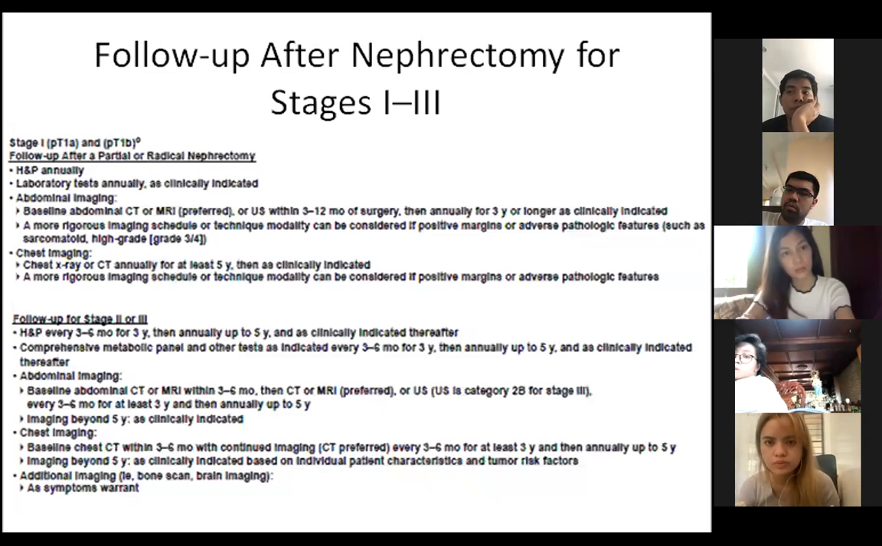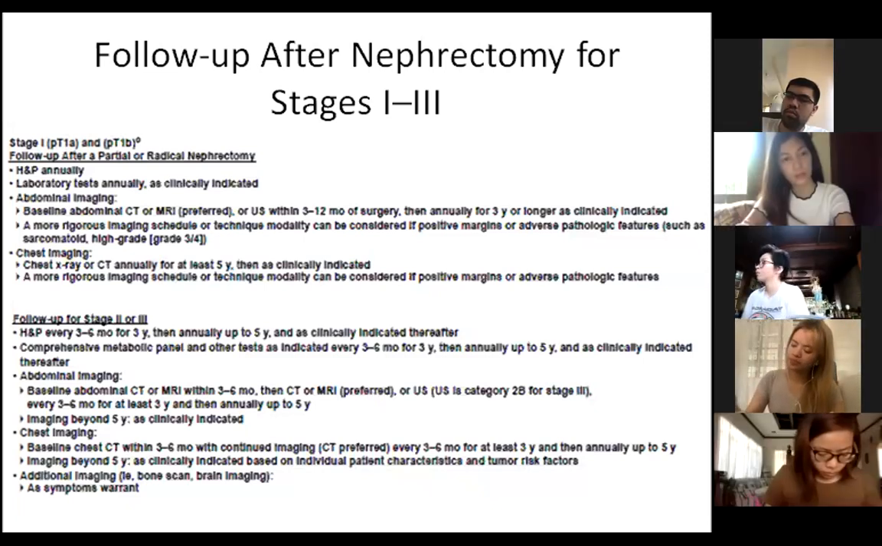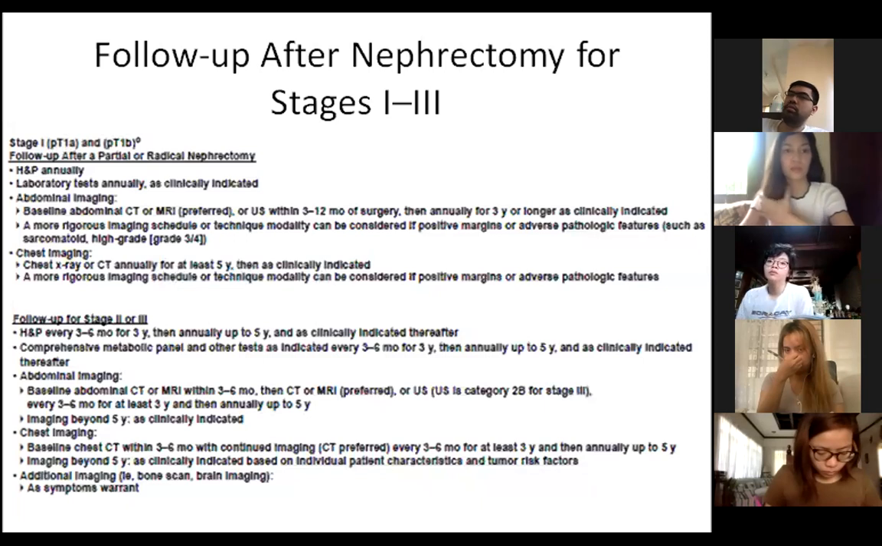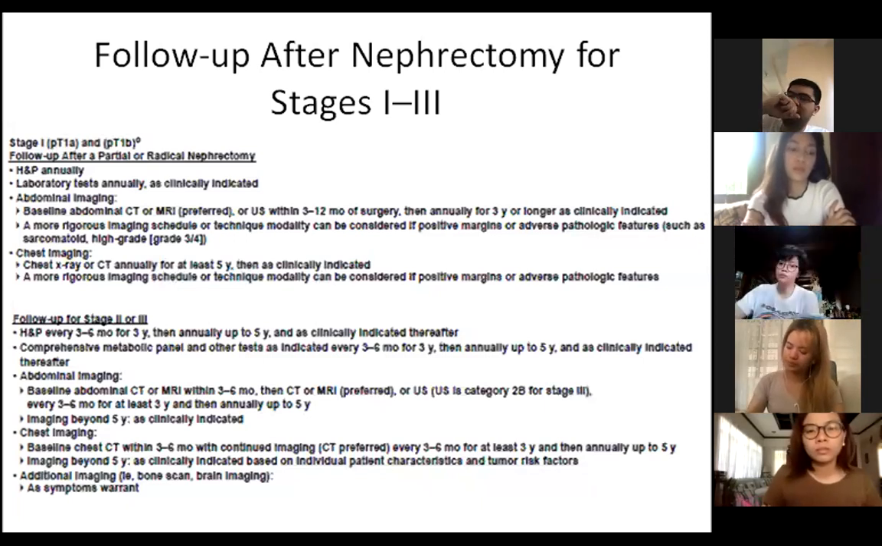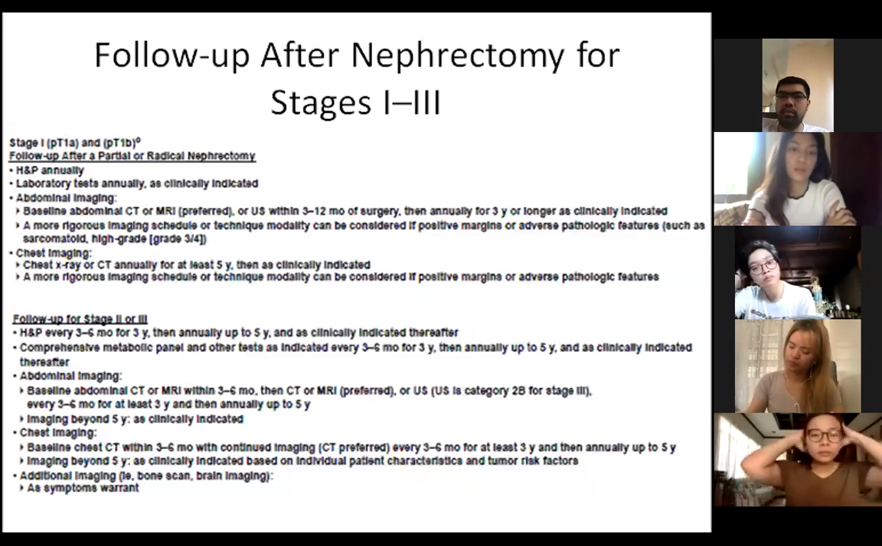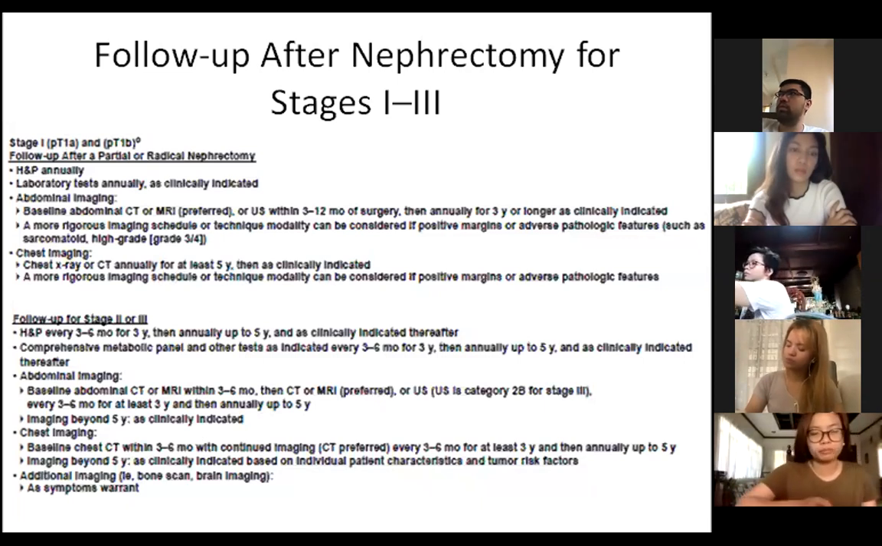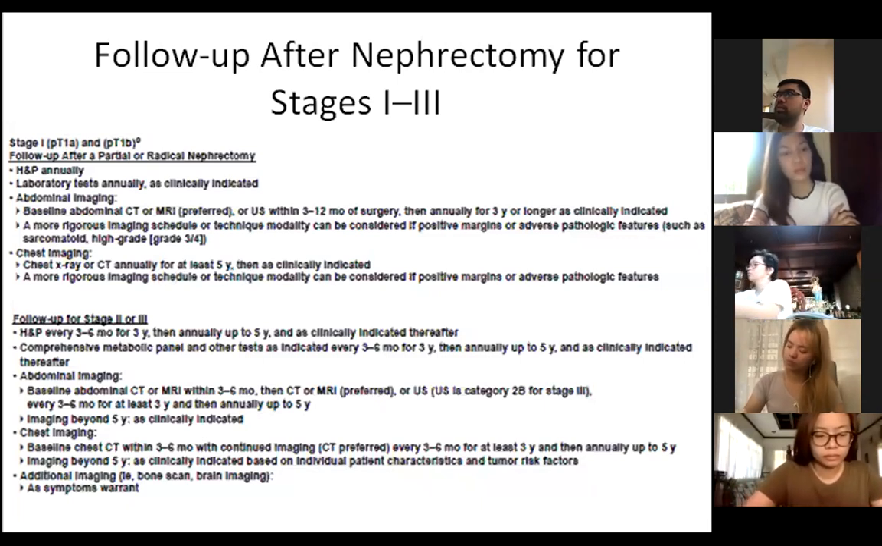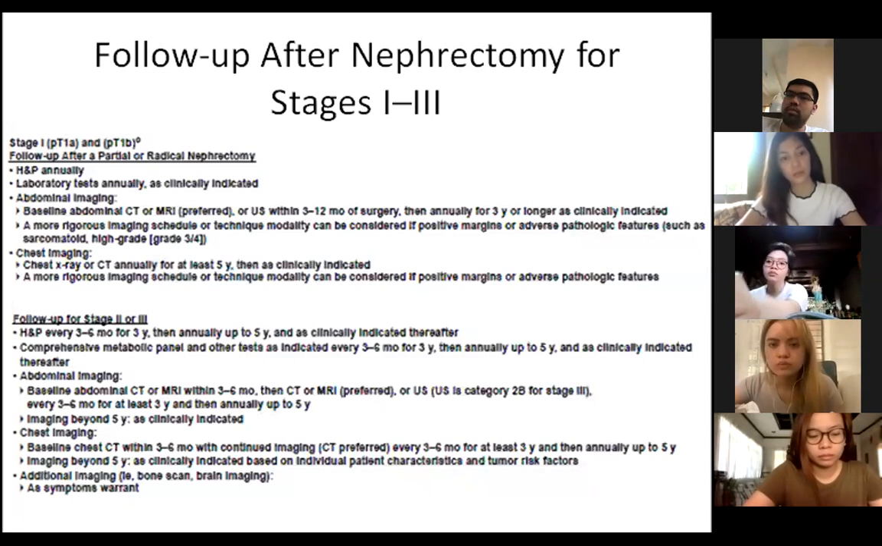For patients with stage 2 to 3 disease after radical nephrectomy, larger tumors have a substantially higher risk of both local and metastatic recurrence. Therefore, yung follow-up niya mas rigorous. So they recommend history and PE every 6 months for 3 years, and then annually for 5 years after radical nephrectomy. So they recommend baseline chest imaging and abdominal CT scans within 3 to 6 months following surgery, with continued imaging every 6 months for at least 3 years, and then annually for up to 5 years. CT is the preferred modality for those with high risk of recurrence.